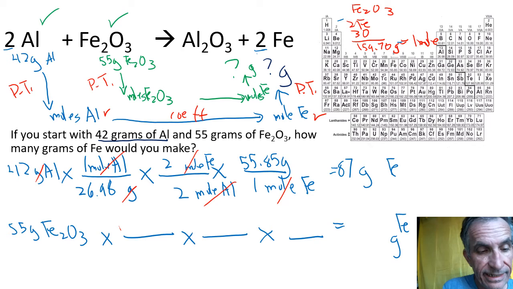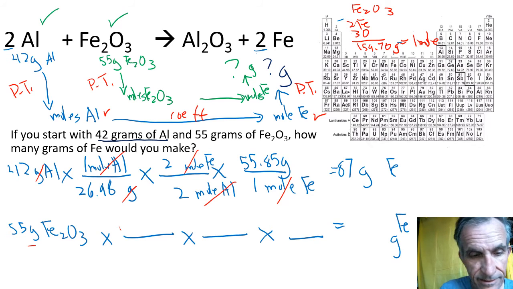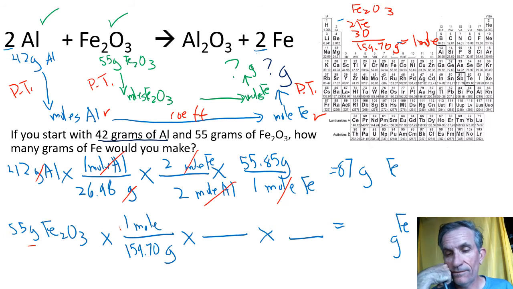You got grams. To get grams to cancel, you got to put grams on the bottom. And that makes the 159 go on the bottom. And 1 mole goes on top. It should look like that. All right, now let's move on to the next step. For the next step, let's go ahead and work it out.